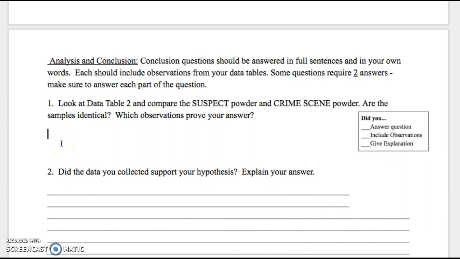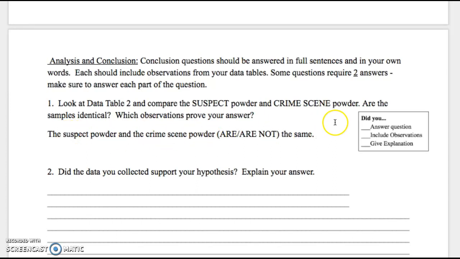Okay, so most of them should start by saying the suspect powder and the crime scene powder. And here you're going to choose are, or you're going to choose are not the same. Okay, I want to know, are they the same or are they not the same? Do they match? Do they not match? Once you have that sentence, you answered the question. Next thing you're going to do is include observations.